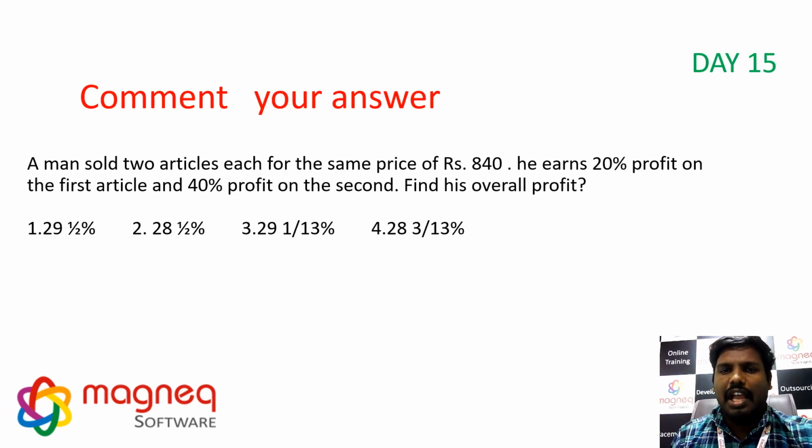Comment your answer. A man sold two articles each for the same price, 840 rupees. He gained 20% profit on the first article and 40% profit on the second. Find his overall profit.